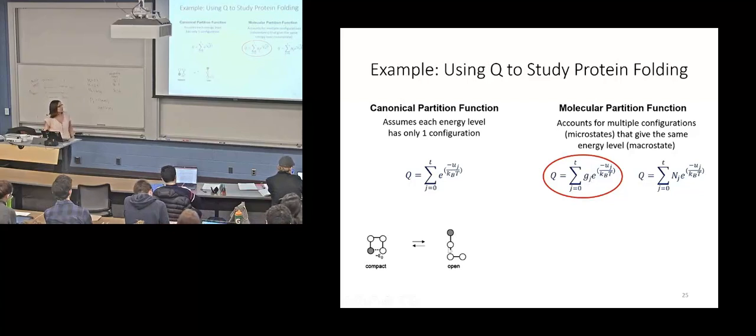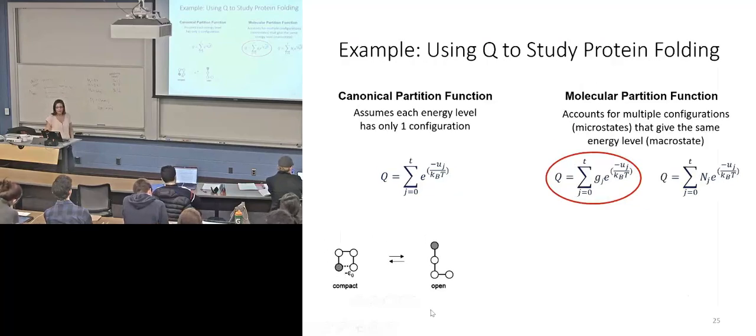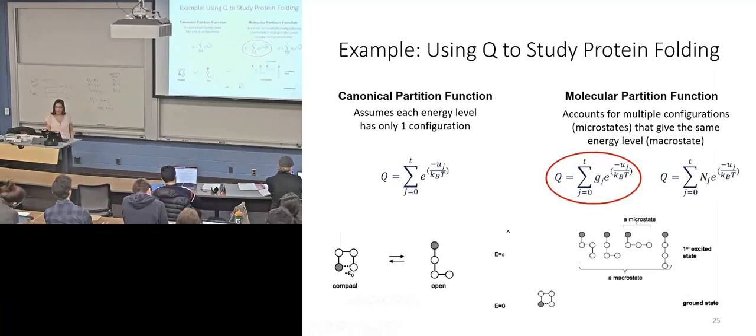So here's a simpler one, instead of the 6-mer model, it's a 4-mer. And this is the compact form. If you break one of the bonds and open it up, there are 4 different ways to do that. You'd be in the first excited state. Okay? So this whole first excited state is a macrostate, and this one here is one of the microstates.